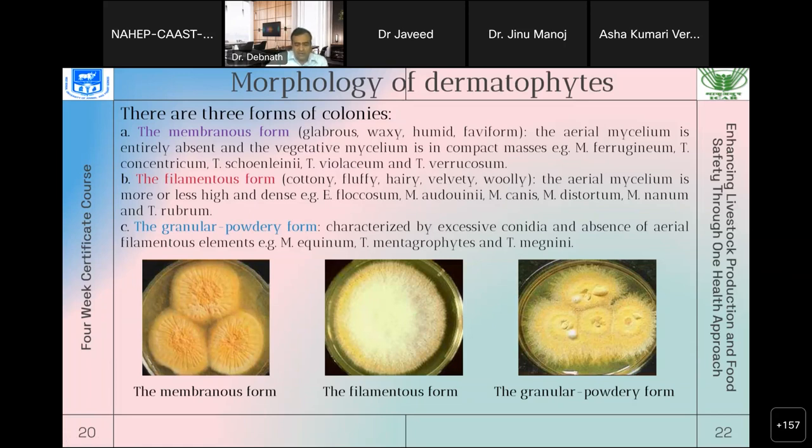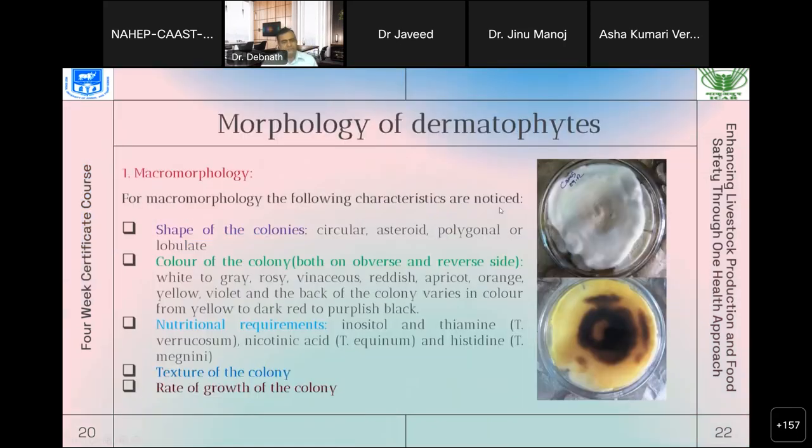The second form is the filamentous form, where a huge amount of aerial growth of the mycelium is seen, and that's why the colony looks cottony, fluffy, hairy, velvety, or woolly. Different species of dermatophytes like Epidermophyton floccosum and Microsporum audouinii, in fact the maximum number of dermatophytes, produce this kind of filamentous colony. The third type of colony is the granular or powdery form, because they sporulate much and the spores are small ball-like structures. That's why the colony looks granular or powdery. So whenever you are looking at the gross or macroscopic morphology of the colony, first of all you need to find out the pattern of growth of the mycelium, which will guide you for further identification.